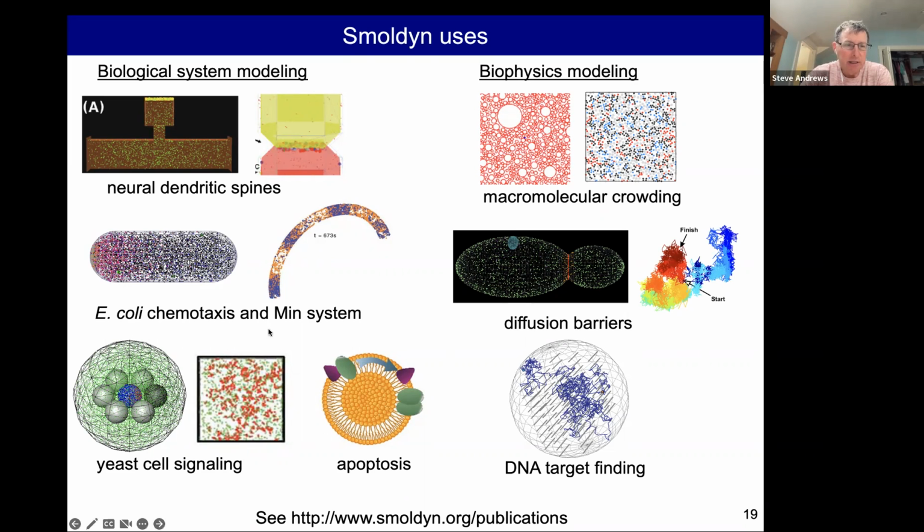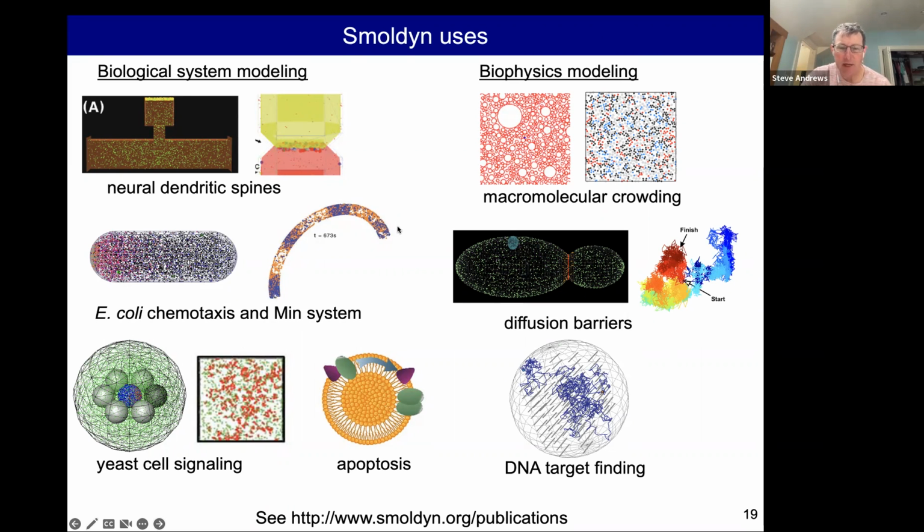System modeling is what I first envisioned it being used for. So things like dendritic spines and neural cells, E. coli chemotaxis. This is an E. coli cell. It has receptors up here, and this whole connection machinery over here, and a flagella, which is not shown here, but it will spin. There's a motor here in green. It'll spin and drive the cell forwards.